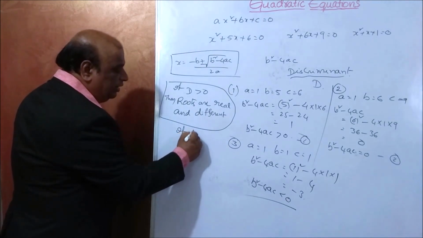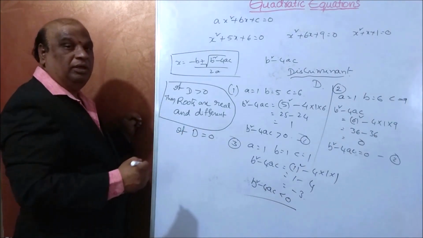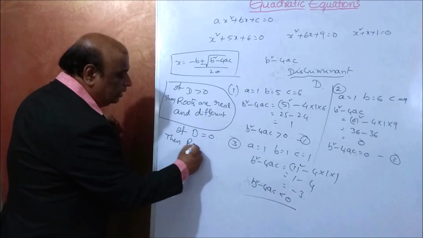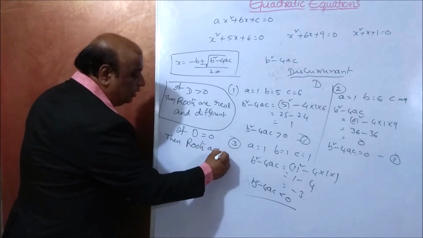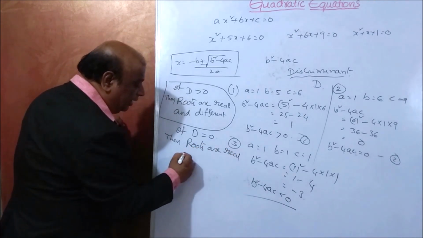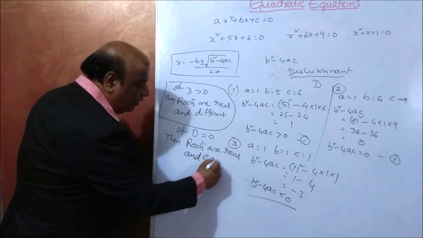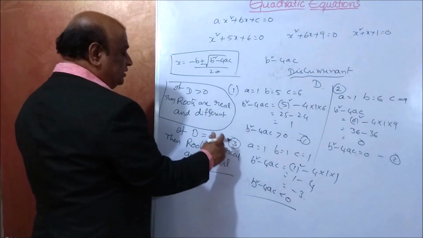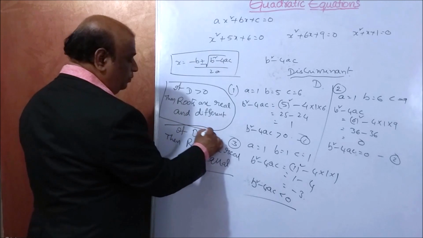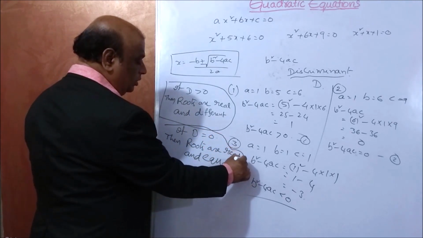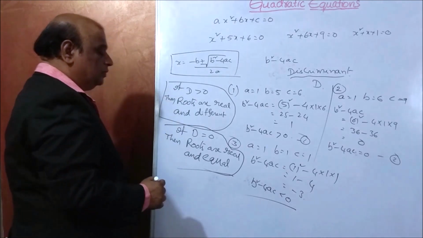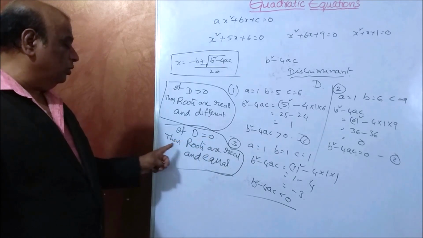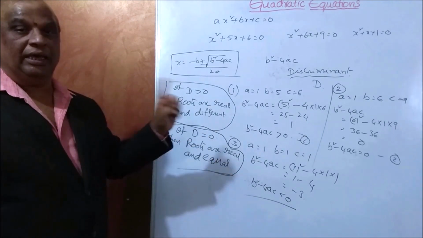If D is equal to 0, then roots are real and equal. Real and equal. What is this case? It is case 2. If D is equal to 0, then roots are real and equal.